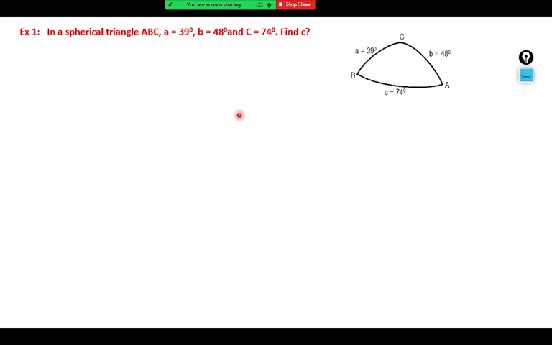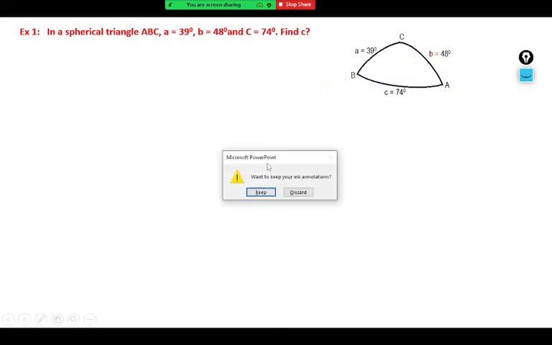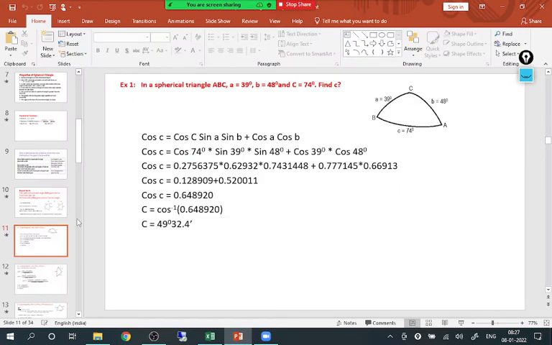Or should I correct first? The cosine formula. So cosine of small c or capital C? Small c. Cos of small c is equal to cos of capital C into sin A sin B plus cos of A into cos of B. That's one good. That is only the main part. I will correct it. I will check how capital C is calculated.